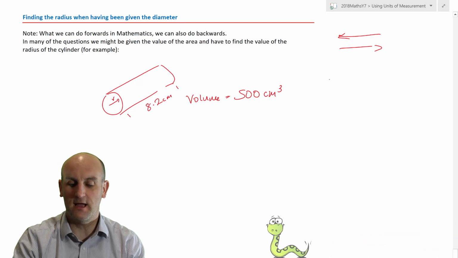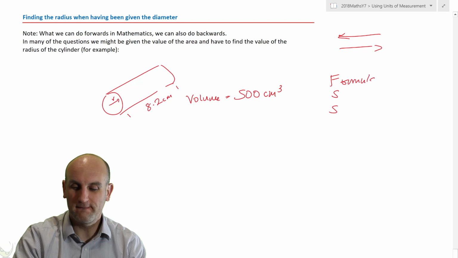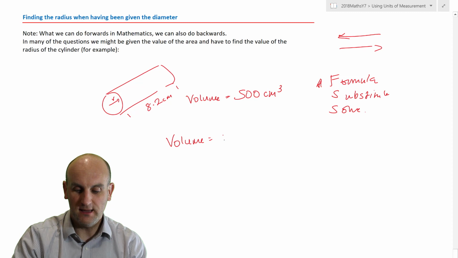Well, as I'm fond of saying in maths, formula, substitute, and then solve. So in this situation, always write the formula first. So I know the formula for a cylinder is pi r squared times h.